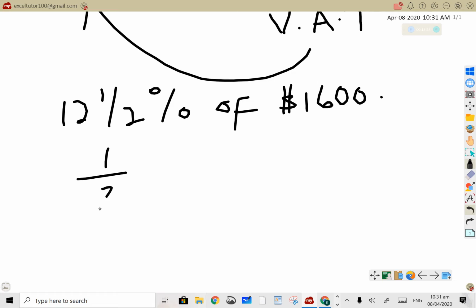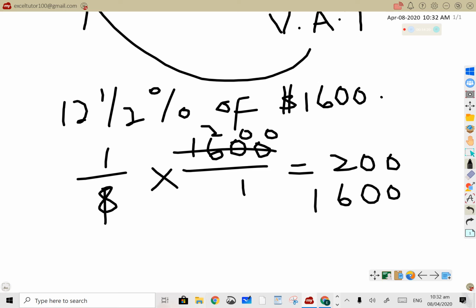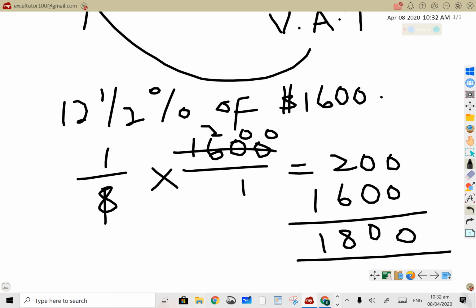So that is why we are learning conversion, right? We would use 1/8 instead, because as I said, there is a relationship between percentages and fractions. So instead of using 12.5, it would be easier to use 1/8 of 1,600 to calculate our VAT. 8 into 8 is 1, 8 into 1,600 is 200. So our VAT will be 200, and then we add back our 1,600 to know what is the final payment to be made.